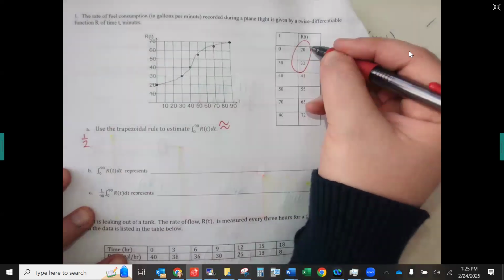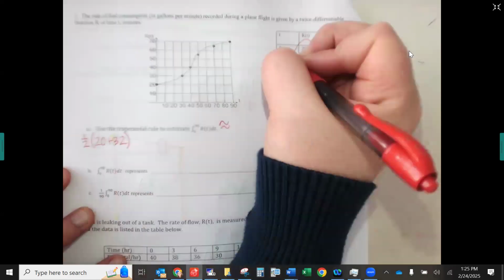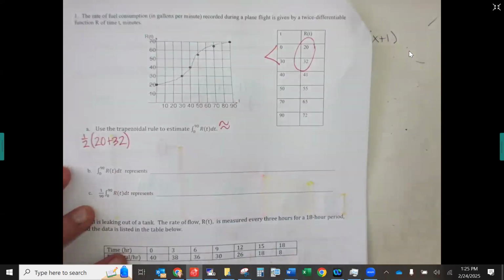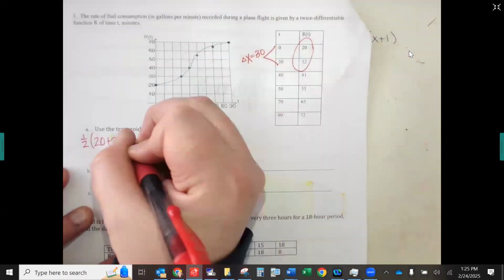We're going to add the first two y values. What are they? 20 and 32. And then we're going to multiply by the width between their x's. So from 0 to 30, what's the width? 30. Delta x is 30.